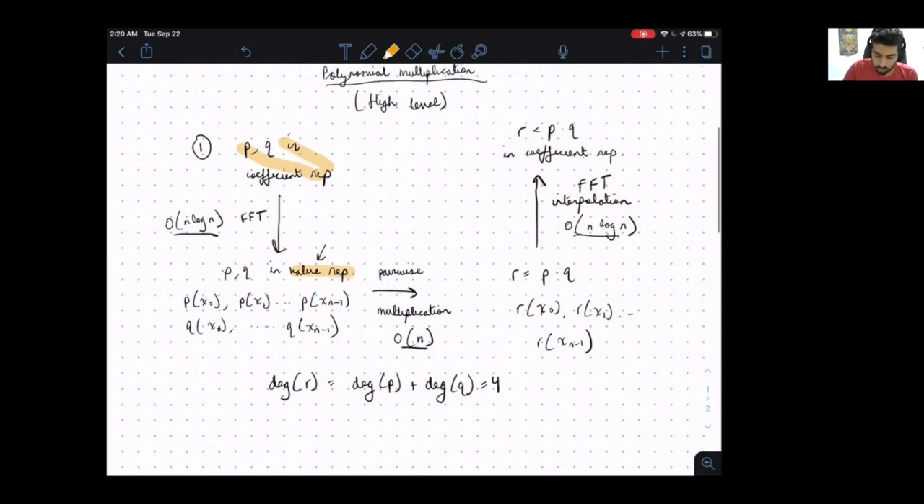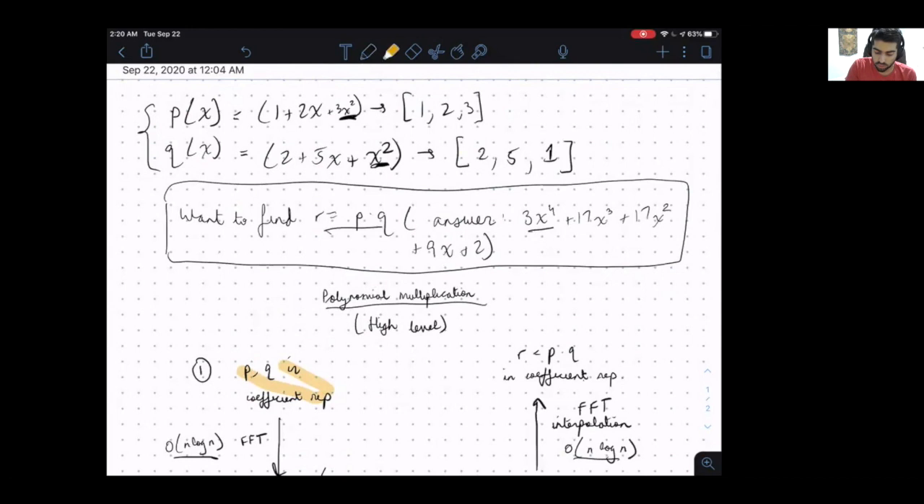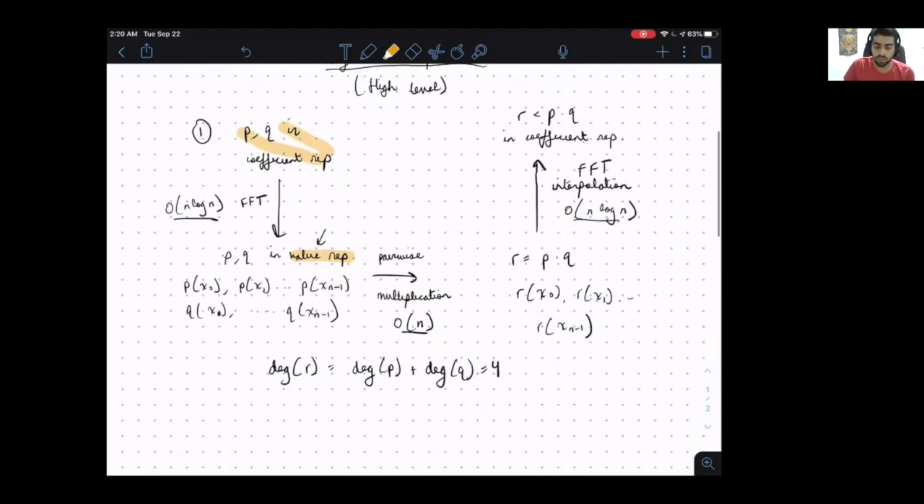Okay, so this is the magic of FFT, but at a high level, all it's doing is letting us go from P and Q in the form of coefficients, like we have up here, the 1, 2, 3 coefficient representation, and giving us the values of P and Q at n points. So we'll get P of x0, P of x1, and all the way until P of x sub n minus 1, where x0, x1, through x n minus 1 are all just points.